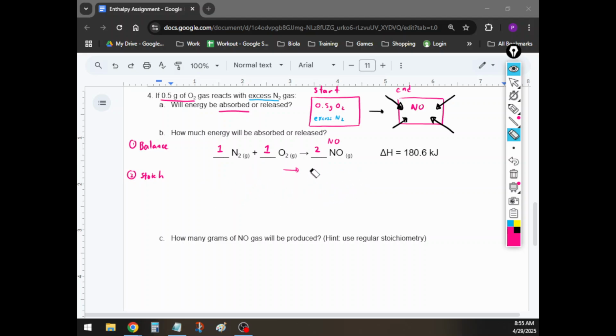So for the new stoichiometry for enthalpy, we're going to write down our starting number. If you guys look at the problem, the starting number is 0.5 grams of O2. That's how much we're starting with. So we're going to write down 0.5 grams of O2. And we are going to set up two fractions. So I'll give you guys a minute to copy that down.